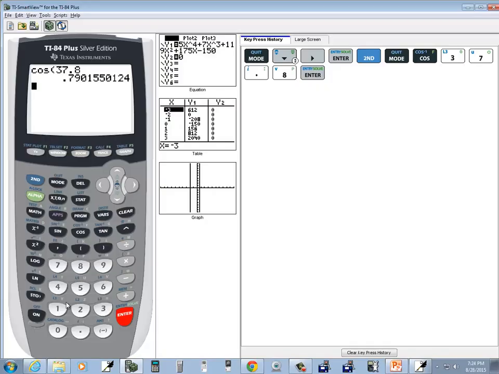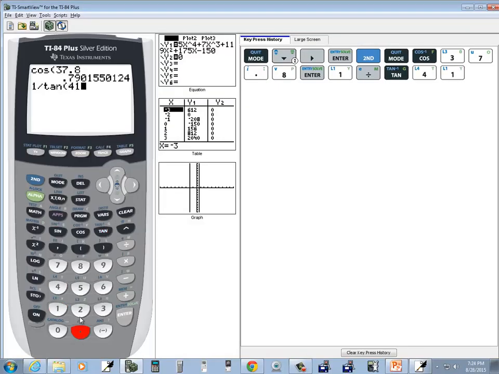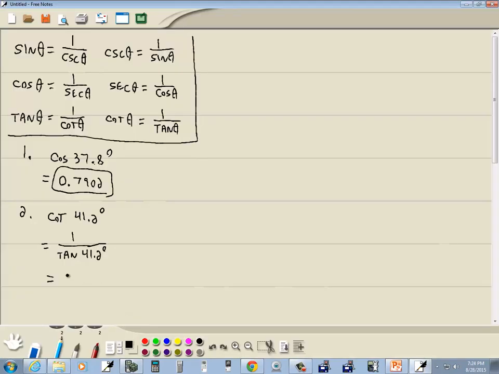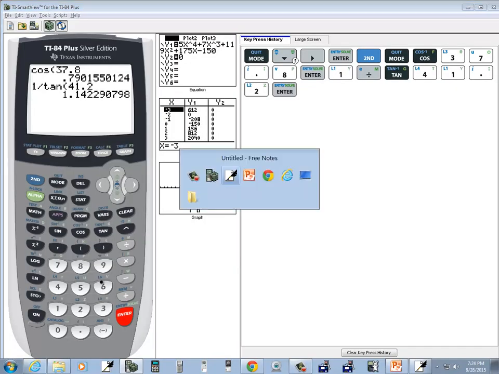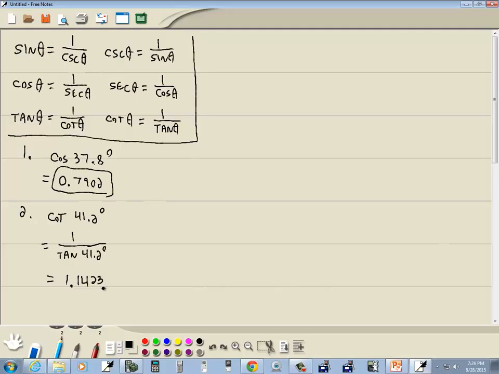But I'm going to do 1 divided by tangent of 41.2 and press enter. And we get 1.1423. And that would be our answer.